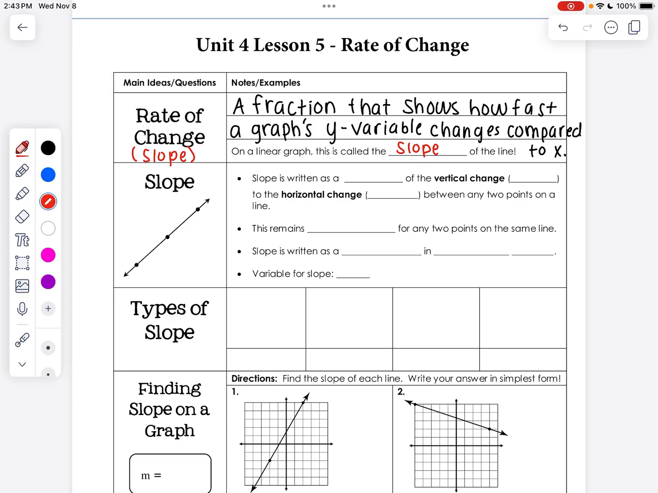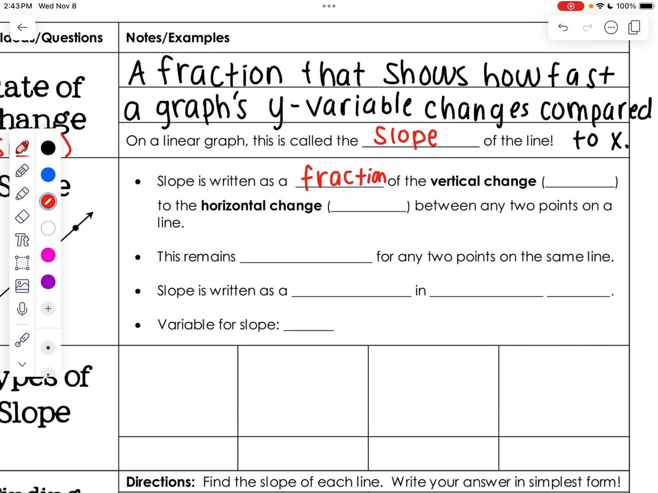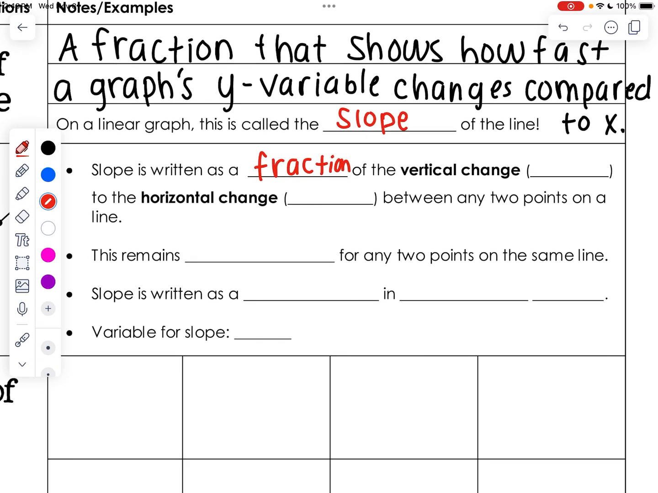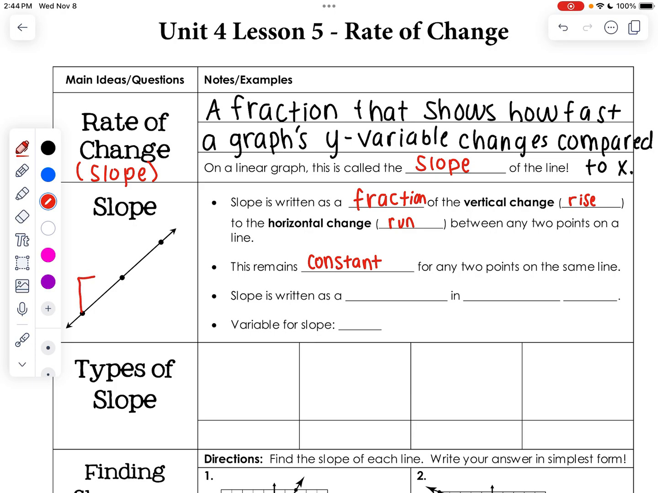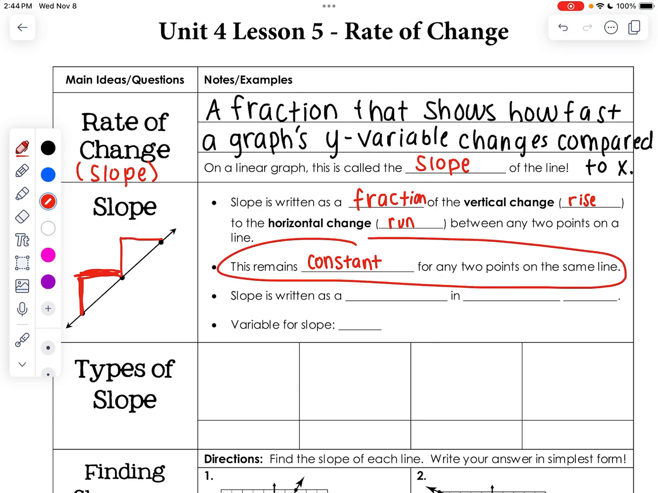Slope is written as a fraction of the vertical change, which is the rise, to the horizontal change, which is run. This is where we get rise over run. This remains constant, which means it doesn't change for any 2 points on the same line. All that means is that the slope from here to here, for example, is going to be the same slope from here to here when we're talking about a straight line. The rise over run part is going to be the same. That's what this means right here.